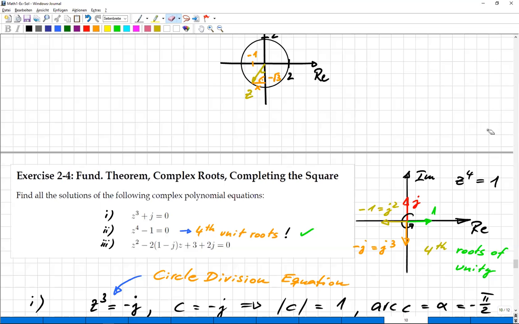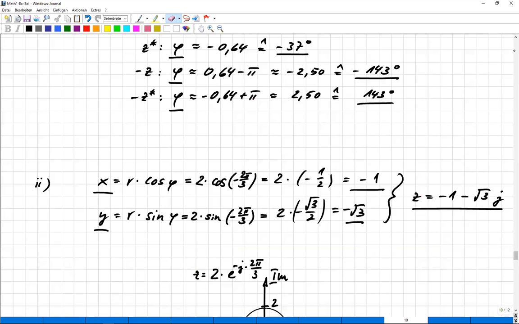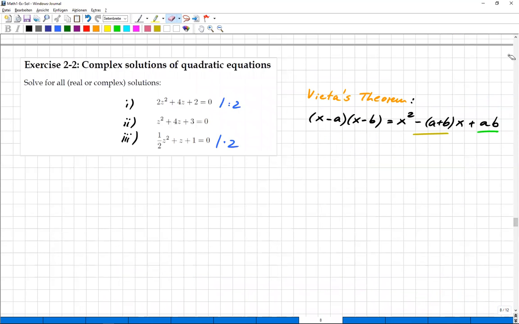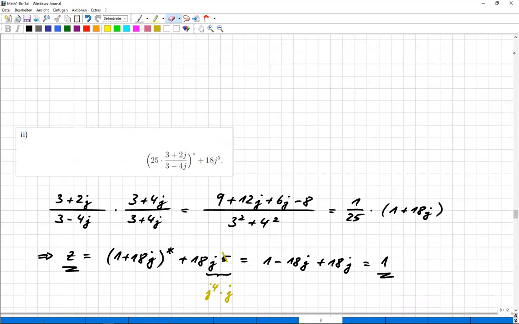And now back to our exercise 2.1b, 2.1.2, let's say. So in short, I just take this fraction here: 3 plus 2j divided by 3 minus 4j.